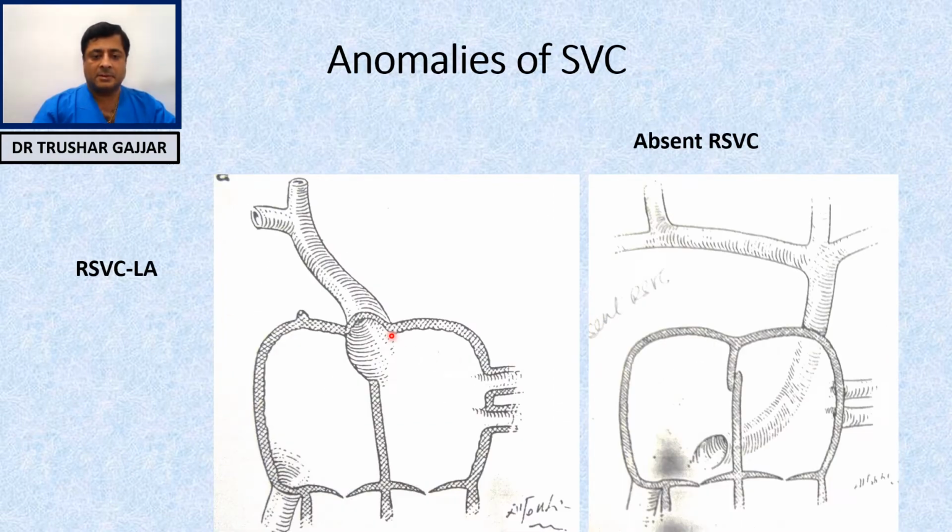Sometimes the RSVC, instead of opening into the right atrium, will open in the center, and there is an opening in the interatrial septum that leads to the RSVC draining into the LA. Or the right cardinal vein disappears and the left cardinal vein remains open, which drains to the coronary sinus. So that is called absent RSVC.